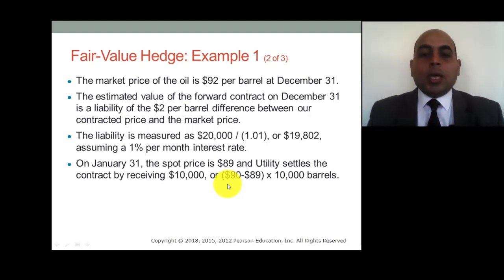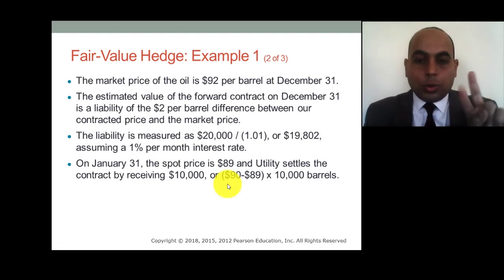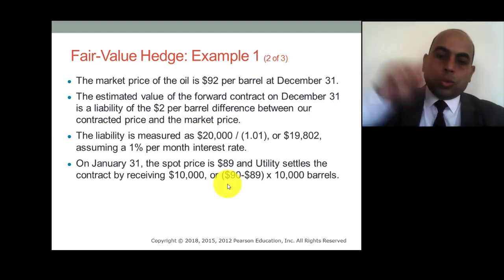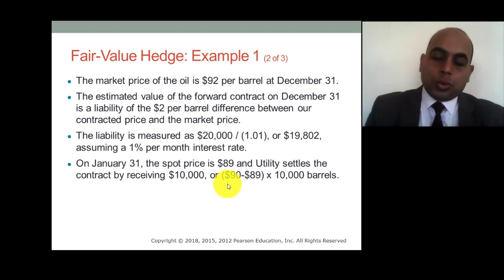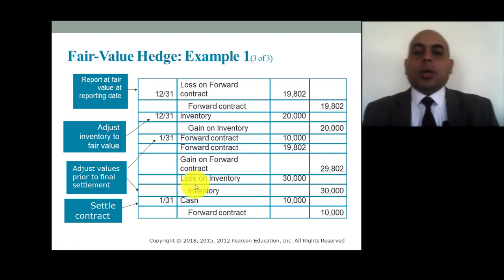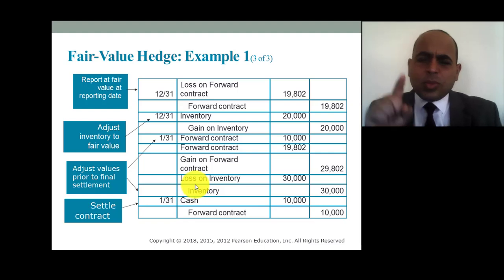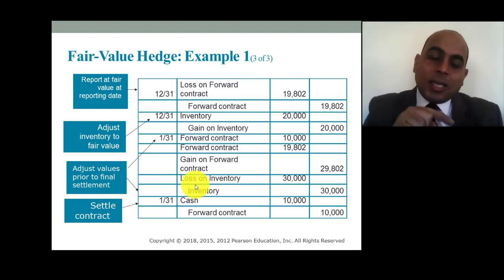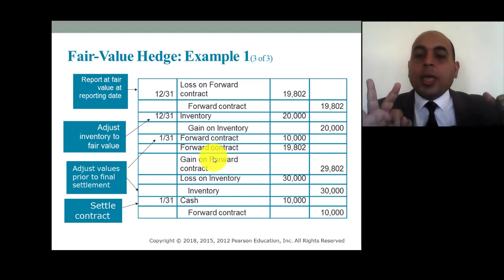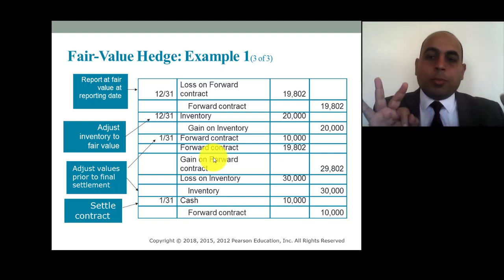Let us see. Here we have two transactions: the forward contract adjustment from 92 to 89, and on the other hand the inventory adjustment also from 92 to 89, and then we will recognize the settlement amount of $10,000. So here we are talking about the difference from 92 to 89, which is $30,000, but we have already recognized $20,000 by 19,802 as the present value of it.